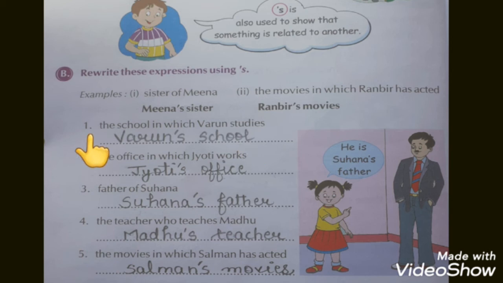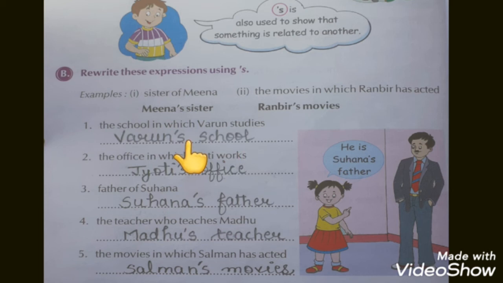Student, now come to the first one. The school in which Varun studies. So whose school is it? Varun's. The school is related to Varun. So after Varun we use apostrophe s. So Varun's school. The office in which Jyoti works.